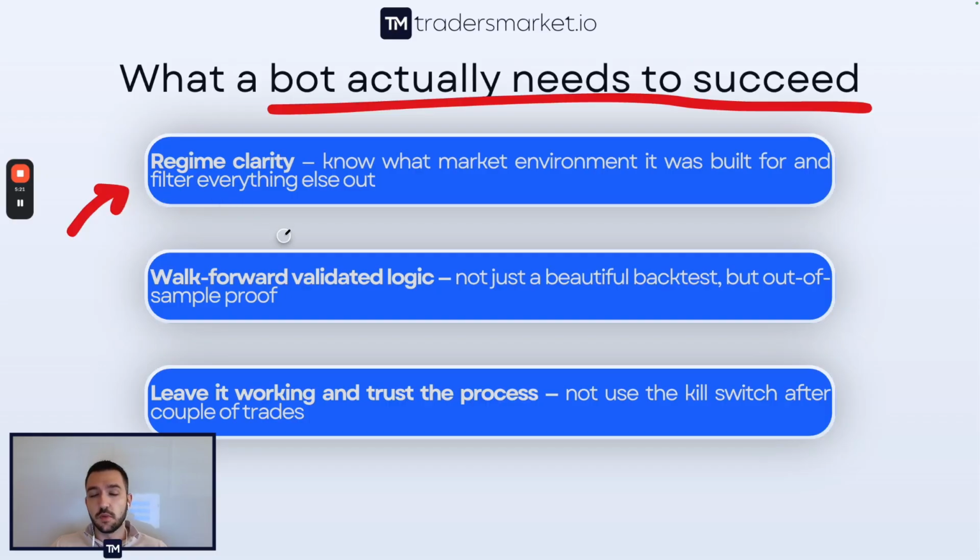You need to know what markets you are putting your trading bot on, and you need to be sure about that. We're gonna make a video about this. Walk forward optimizations. This is something we just talked about. So backtesting is the most important thing, and optimizations are the very crucial part of you running your trading bot successfully and making some money. And at the end, leaving it to work, and just giving it time to show your edge.